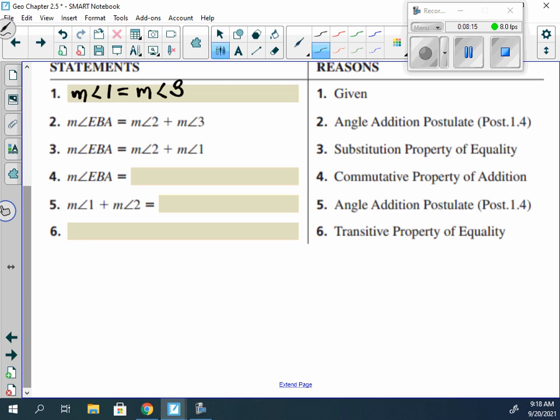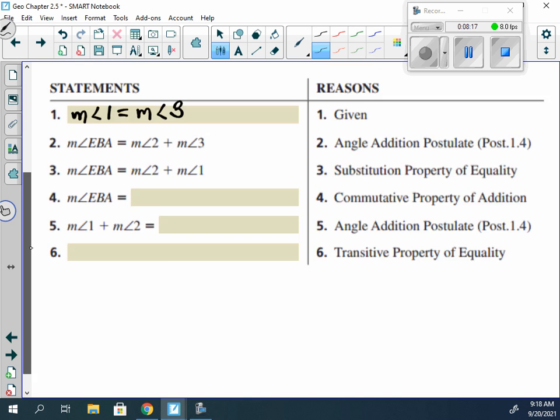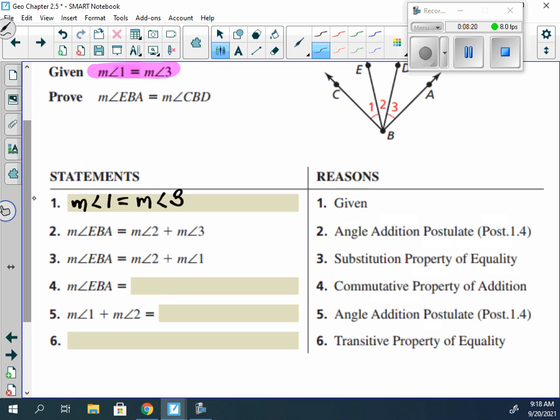And our last step, or last statement, should be what? Statement number 6 should be what? What we're trying to what? Prove. So measure of angle EBA is equal to the measure of angle CBD. Measure of angle EBA is equal to the measure of angle CBD. Okay.